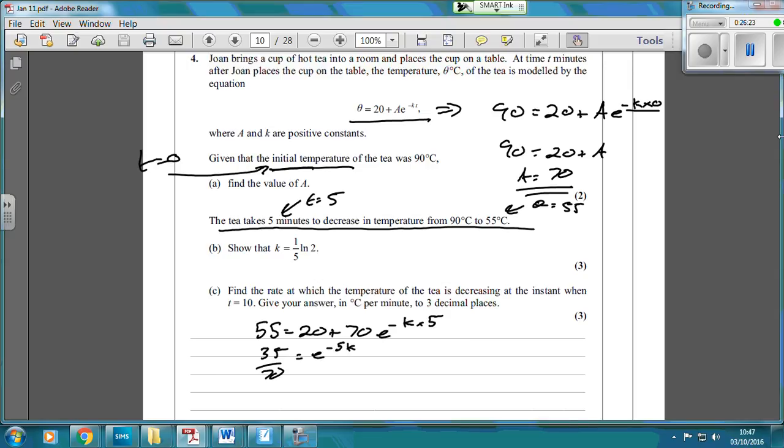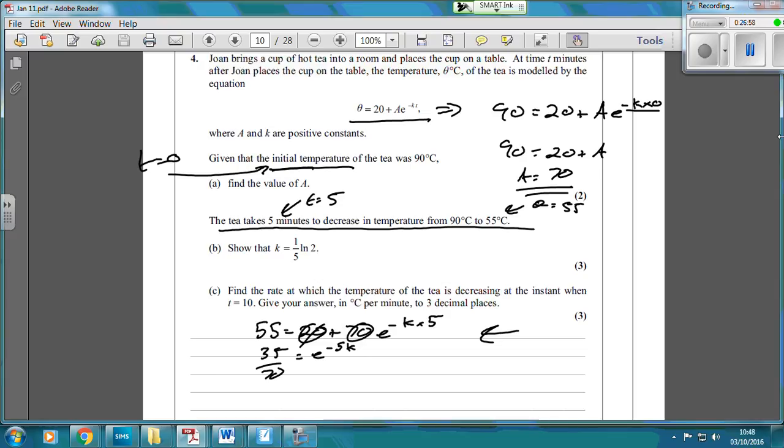Again, make sure you know what I've done there. I've taken away 20 from both sides, and I've divided through by 70, and minus k times 5 is going to be minus 5k. Now the reason I've done it like this is because when you cancel out exponentials using logs, you can't have more than one thing. So I couldn't, at this first step here, just take logs of both sides, because I haven't just got an exponential on one side. I've got something plus an exponential, or something plus lots of an exponential. And that doesn't work. It's got to be just the exponential. So I've got 35 over 70, which is the same as a half.